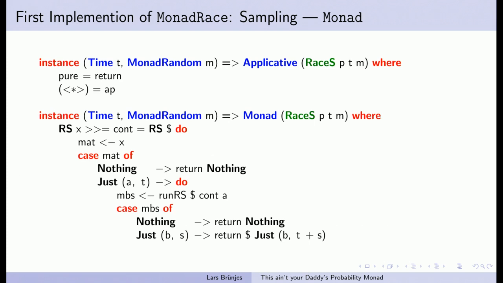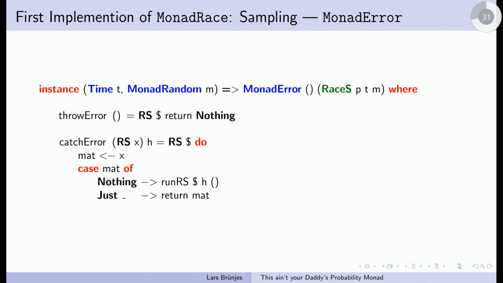the first. If the second one fails, the whole thing fails. And if the second one also succeeds, then the result of the second one is the result of the whole computation. And the total time, I must add them. So the T is the time the first one took, and the S is the time the second one took. So that's bind. Monad error is simple, it's just nothing. So I throw an error by returning nothing.